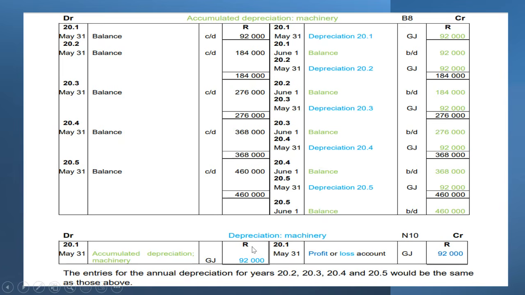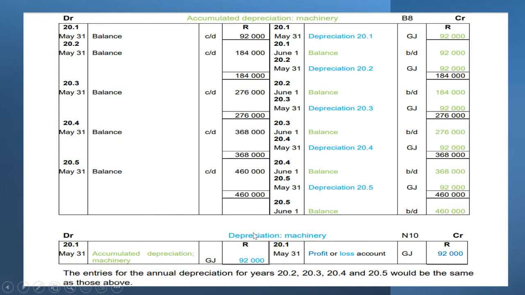So we've already explained this part of the depreciation on machinery. Depreciation of machinery, it's an expense. So you will have debited the depreciation expense. You credit what? Accumulated depreciation. So that's why here when you are debiting the depreciation account, you write what was credited. What was credited was the accumulated depreciation of how much? Of 92,000. And we close off this account.